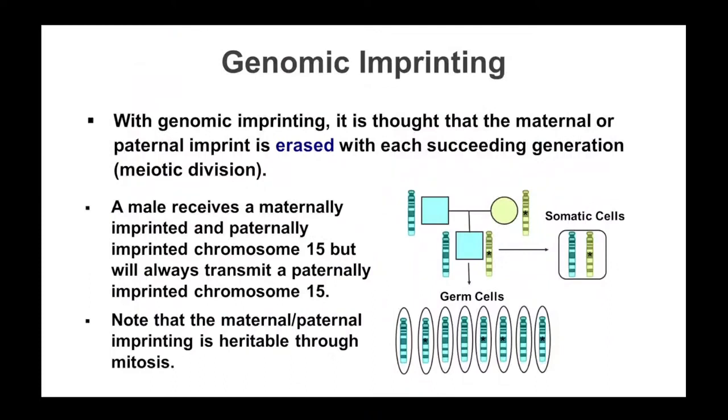Now, students, we talk with you about genomic imprinting. It is thought that the maternal or paternal imprint is erased with each succeeding generation. A male receives a maternally imprinted and a paternally imprinted chromosome, but will always transmit a paternally imprinted chromosome 15. Note the maternal-paternal imprinting is heritable through mitosis.